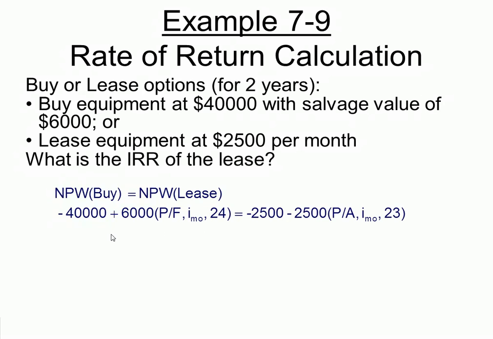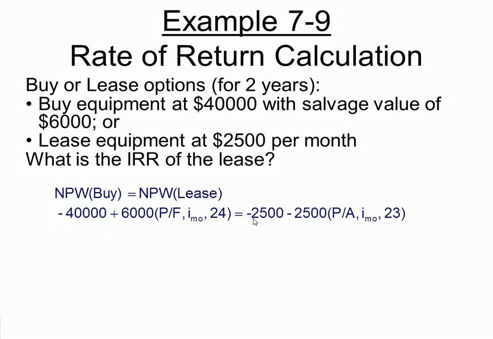So here, this is our buying, right? We bought it. This is our cost, minus $40,000. And then the salvage value is going to be a benefit at the end of 2 years, so $6,000. And we're looking at the effective monthly rate, because we are leasing the equipment each month. So during 2 years, it's going to be 24.